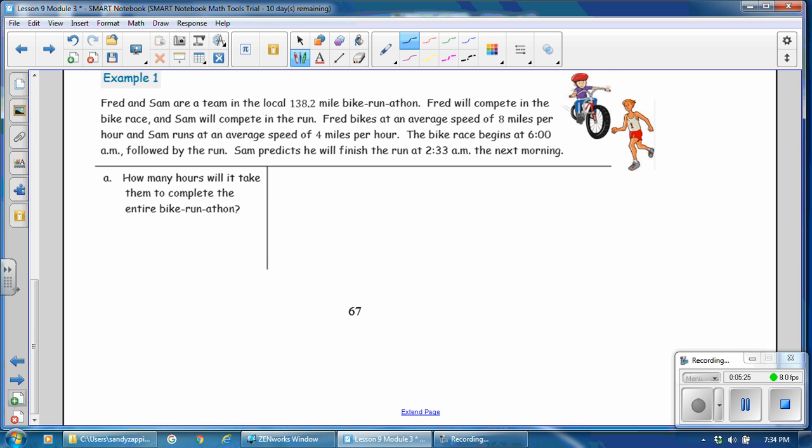In example 1, Fred and Sam are a team in the local 138.2 mile bike and run-a-thon. So here we have their total distance.